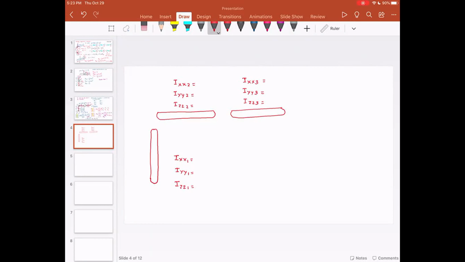So the question is, how do you find IXX1, IYY1, and IZZ1? Start with your base coordinate system, X0, Z0, Y0. Find the centroids. The centroid of the first link is at half of distance A1. The centroid of the second link is at half the distance D2. The centroid of the third link is at half the distance D3. Then replicate the coordinate system.